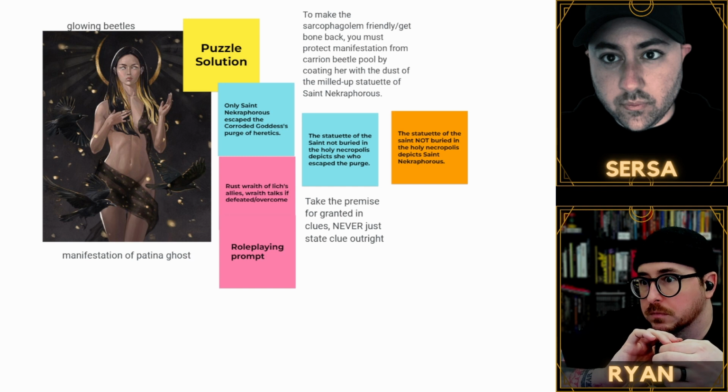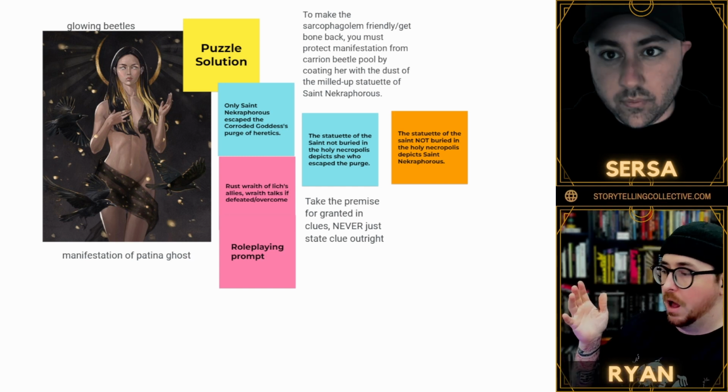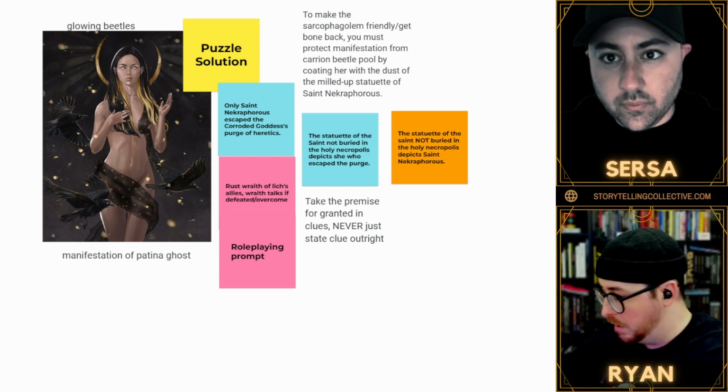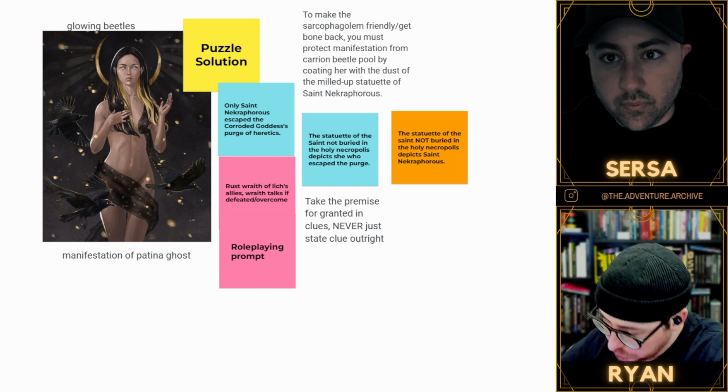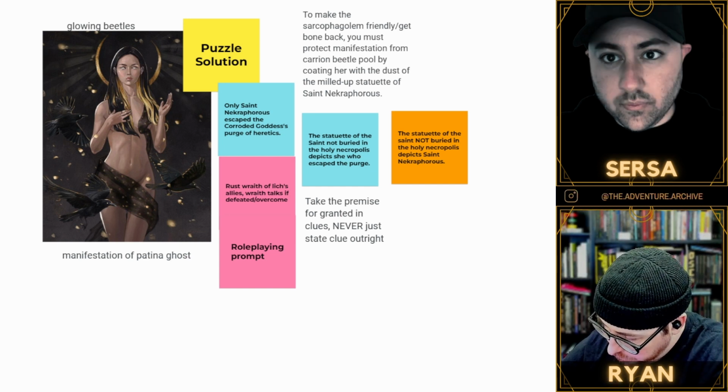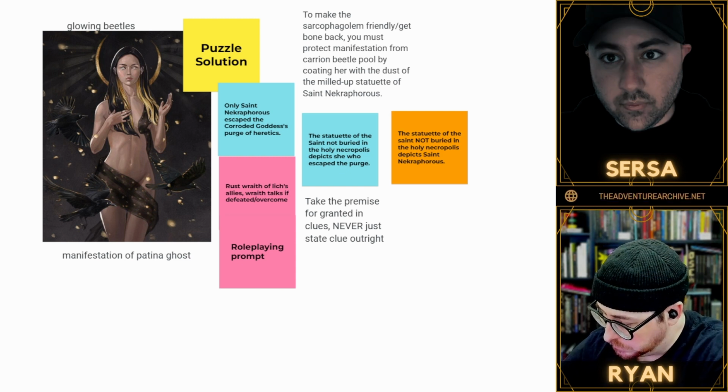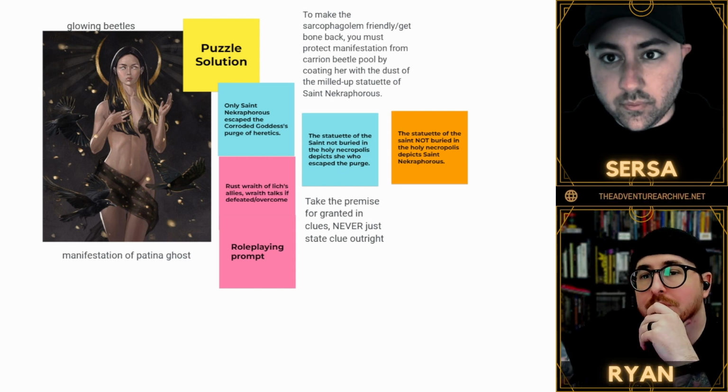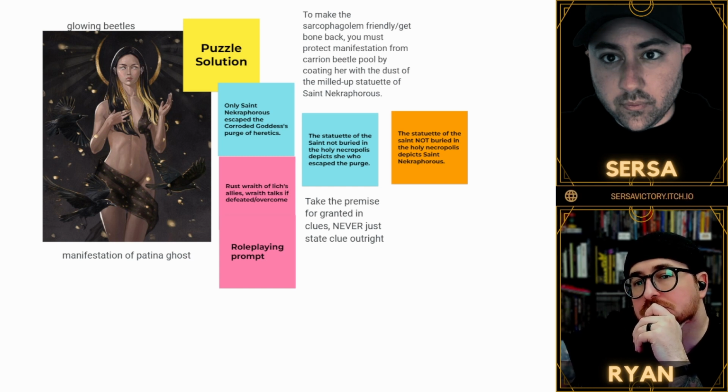What you want to do, and I like what you did here, is take the premise for granted. So assume this Rust Wraith already knows this information, and then go one step further. The Wraith is never going to just turn to the players and be like, "Hey guys, check this out. Saint Necrophorus was the only one to escape." Rather, what would this Wraith say, taking this information for granted, right?